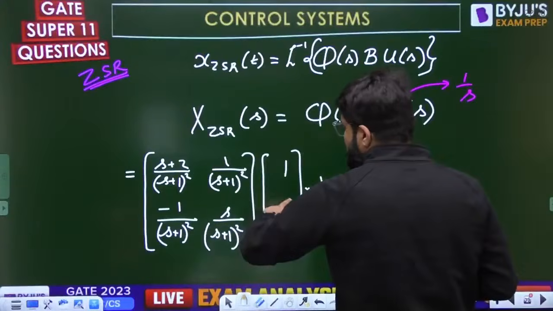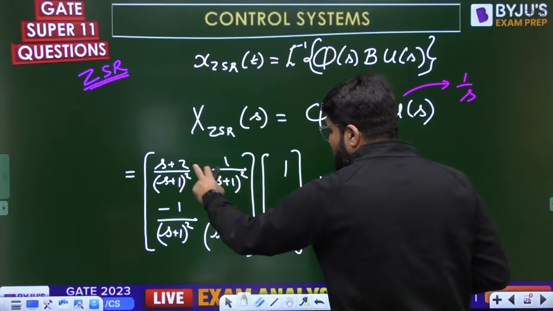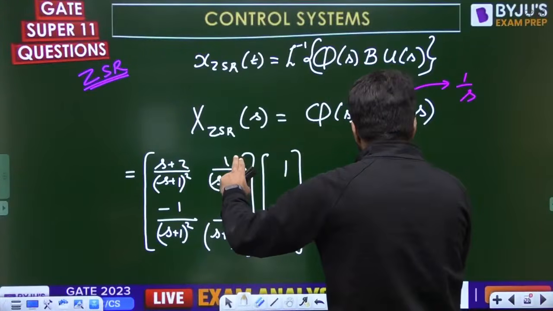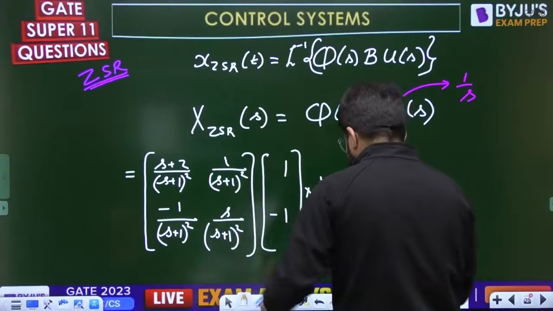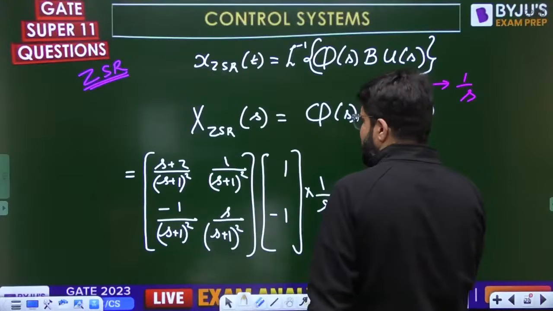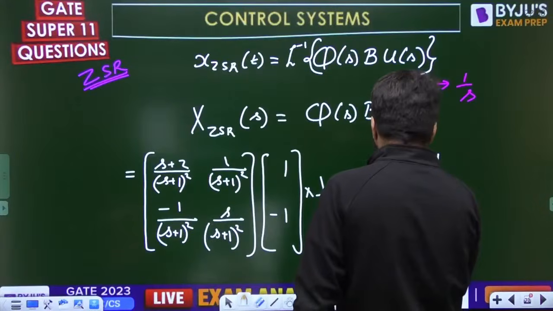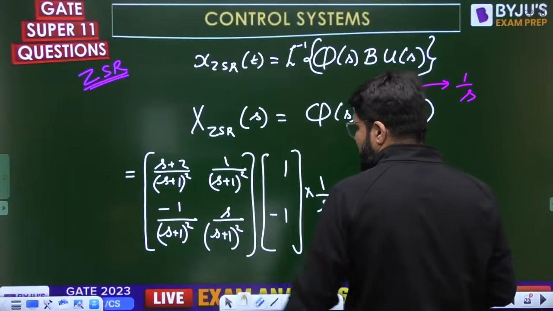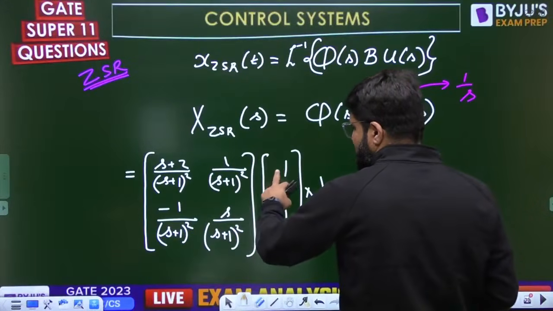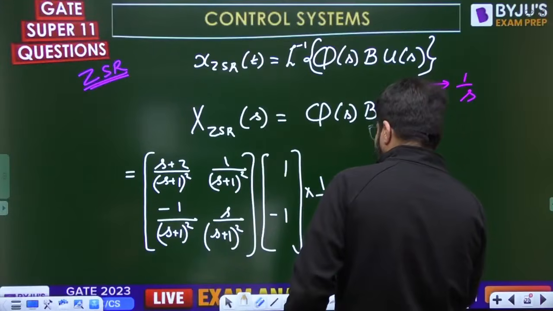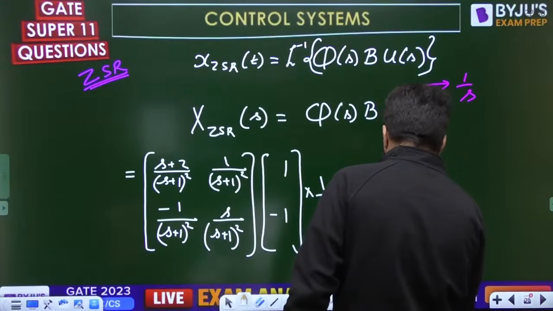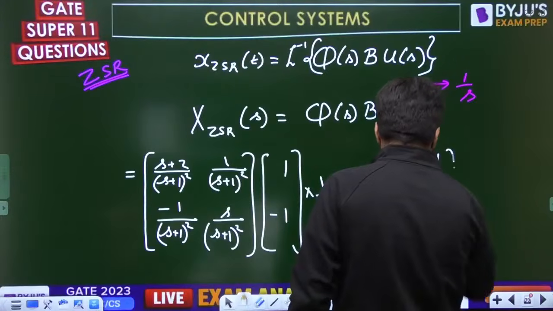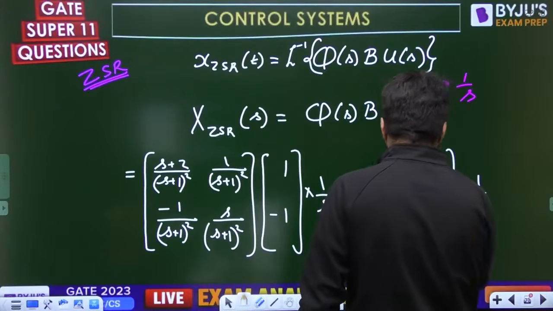So again, first row, first column, s plus 2, the denominator is common, s plus 2 minus 1, that is again s plus 1. That is what is coming, (s plus 2 minus 1) upon (s plus 1) whole square, and the second entry, minus 1 minus s upon (s plus 1) whole square, and this is whole multiplied by 1 by s.